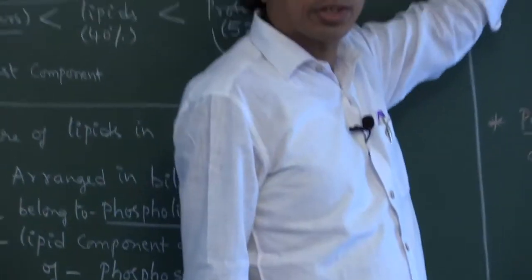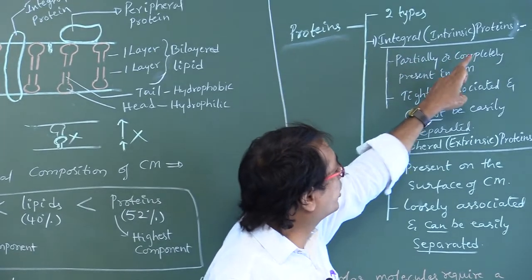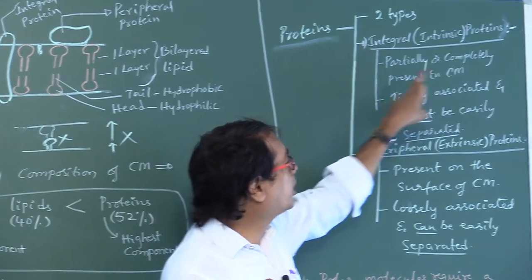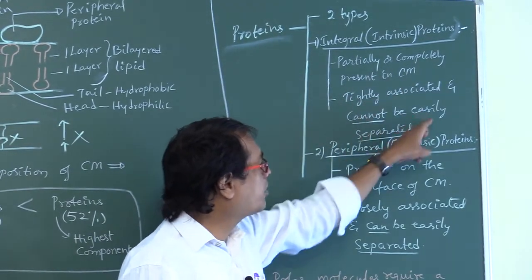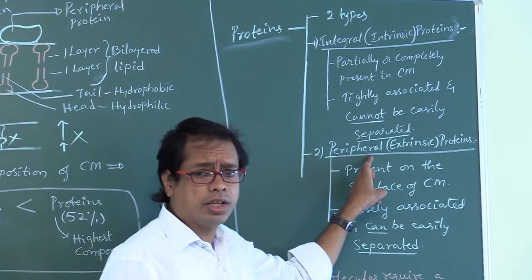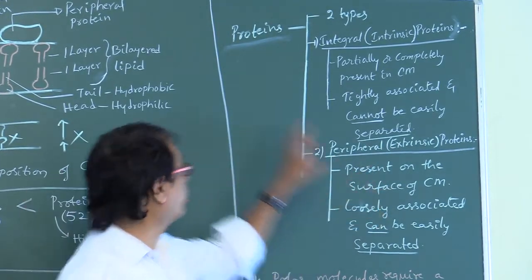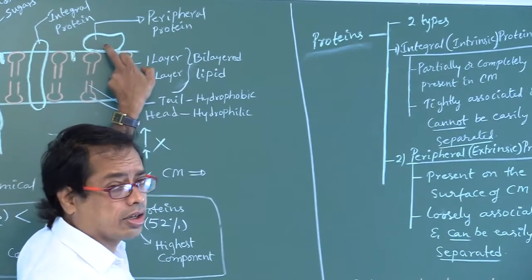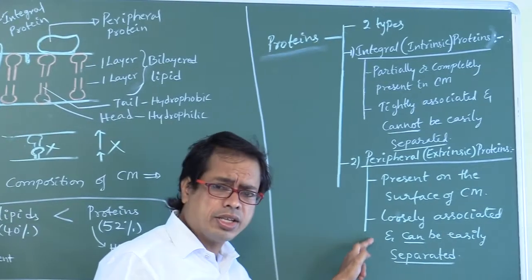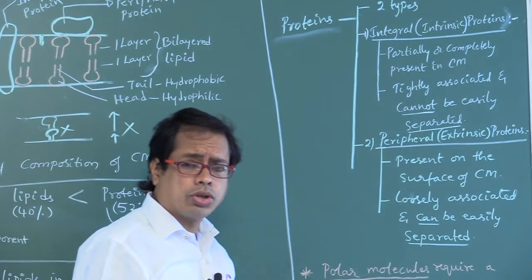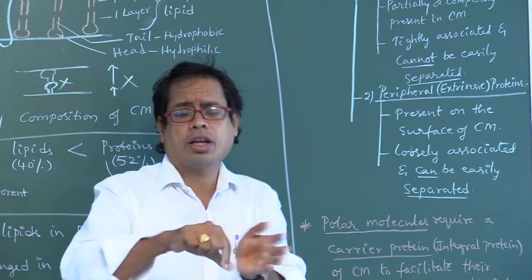And now proteins. Proteins are of two types. Integral or intrinsic proteins, which are partially or completely buried in the cell membrane. These are tightly associated and cannot be easily separated. Peripheral proteins, also called extrinsic proteins, are present on the surface of the cell membrane. These are loosely attached and can be easily separated.